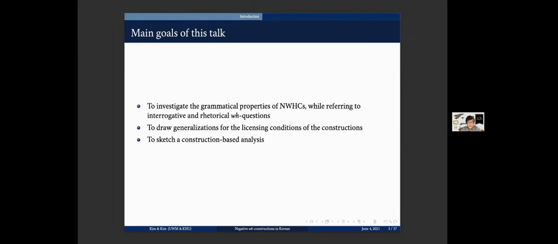Okay, so in this talk, we first investigate the grammatical properties of double-edged constructions while referring to interrogative and rhetorical double-edged questions. And then we draw generalizations for the license condition of the construction, and then we sketch a construction-based analysis.